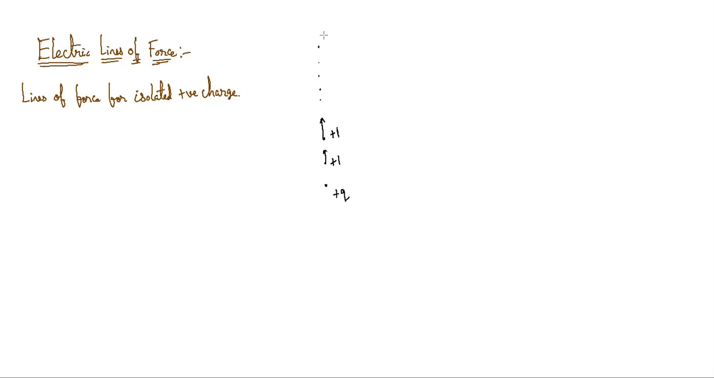That means I can draw a line like this. Okay. So basically, this is the direction of electric field along this line. Similarly, if I take a charge +1 here, in that case the electric field will be in which direction? It will be in downward direction like this.